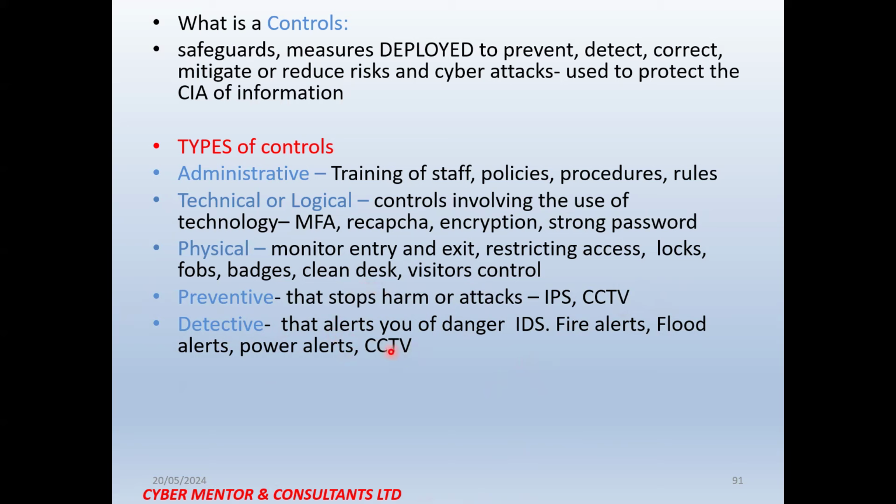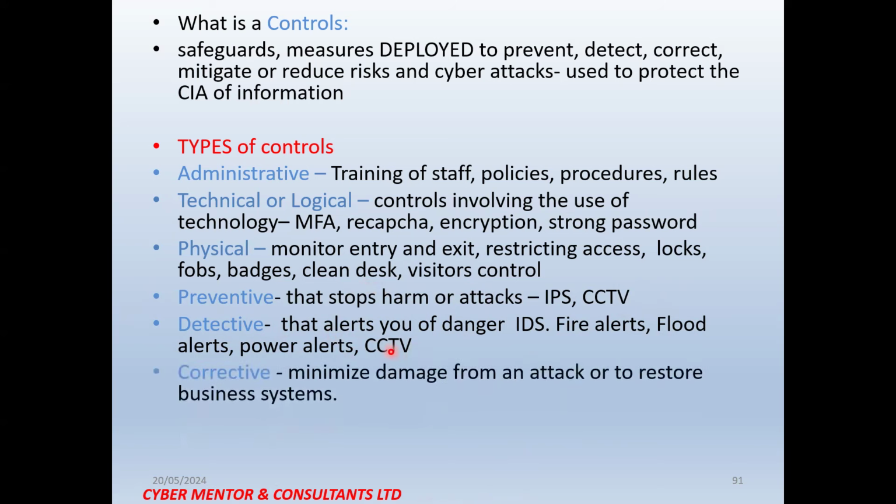And then we have what is called corrective control. Corrective control basically deals with trying to reduce or minimize the impact. In this case, we're not able to prevent the threat, damage, or harm. That means it has happened.